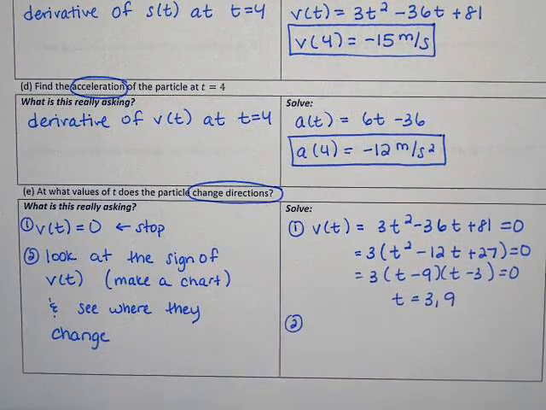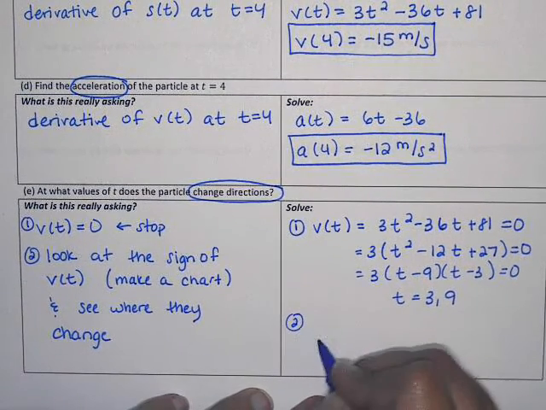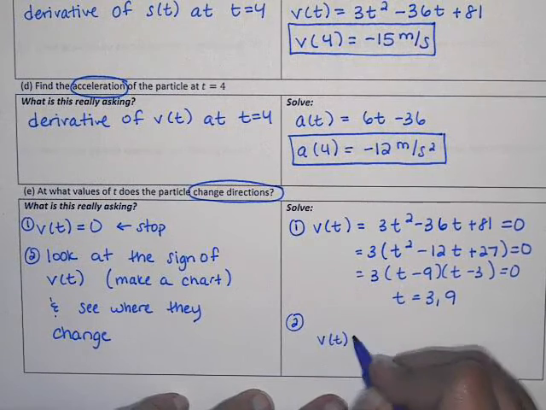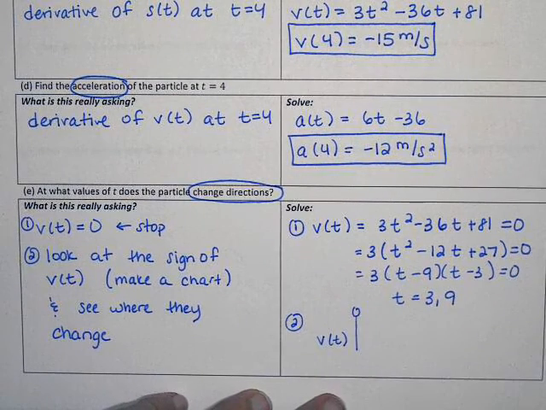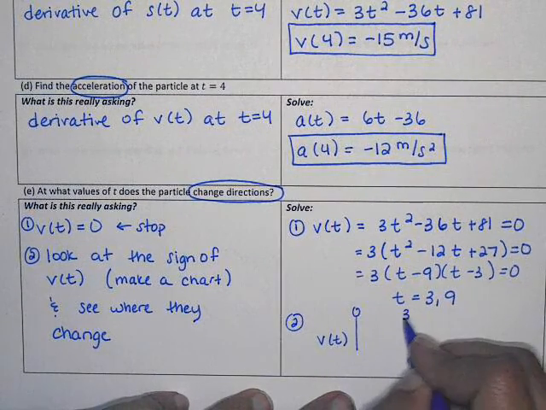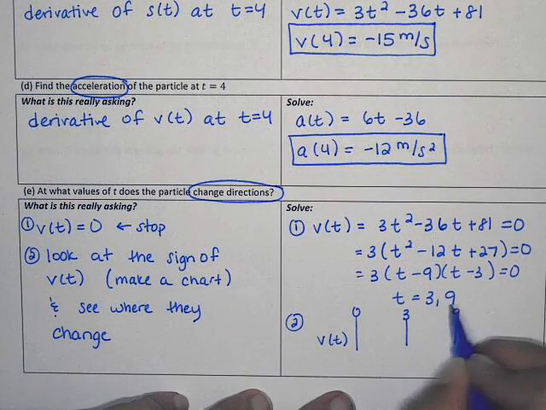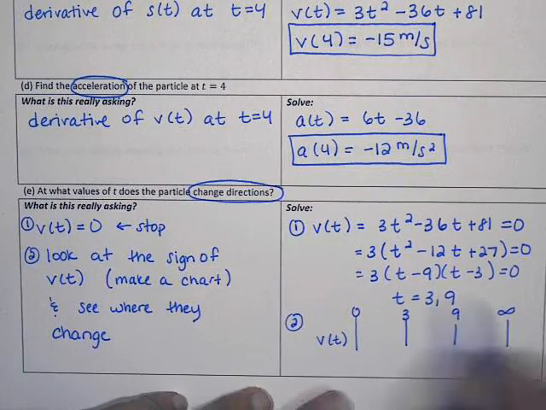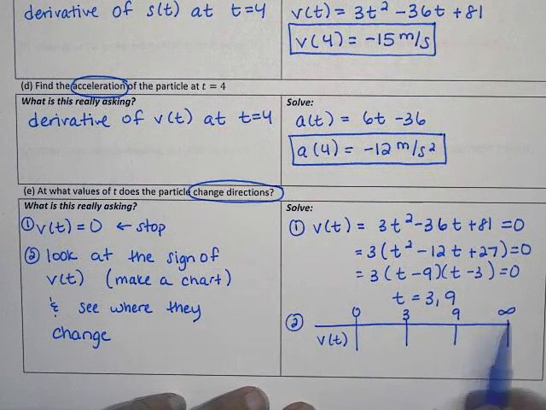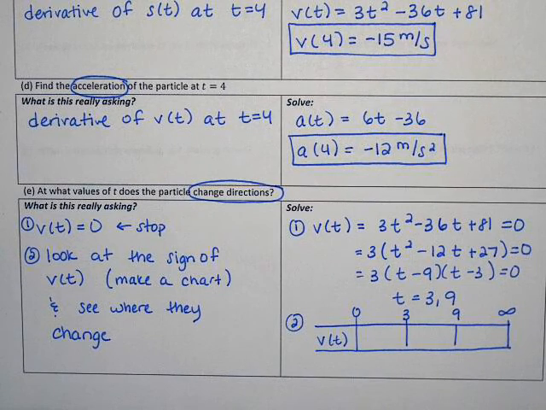Now I'm going to make a chart. I know from my original instructions that my t's are always bigger than 0, so the beginning of my chart would be 0. Then I fill in order the numbers I got here. Then the last thing is infinity, unless somewhere in the problem it said that t stops at a certain number, like 10. Now I'm going to choose a number that's in between.